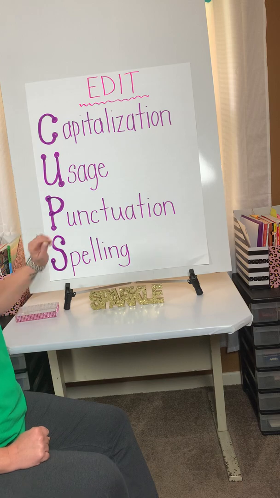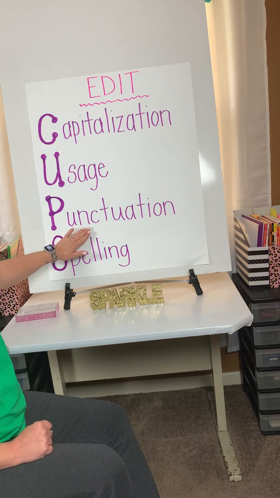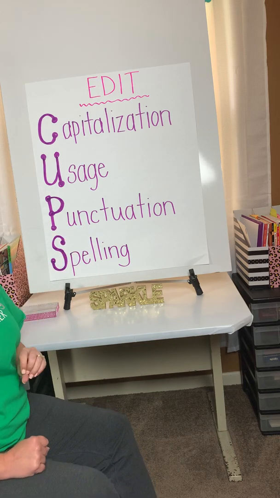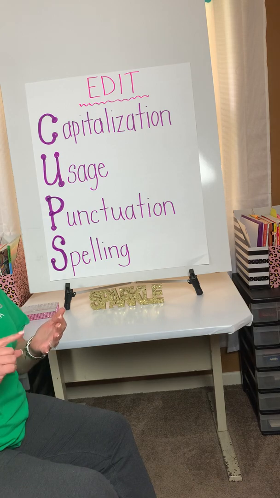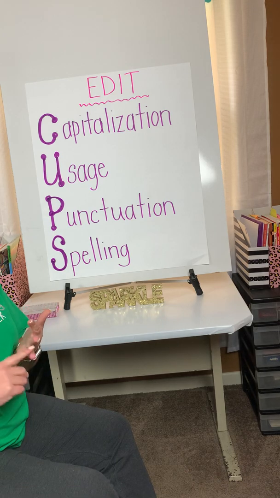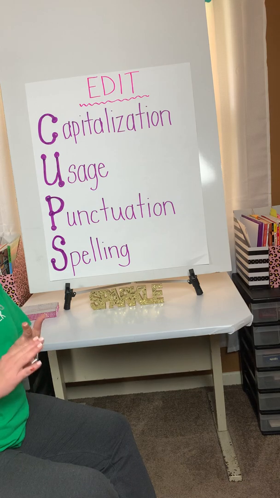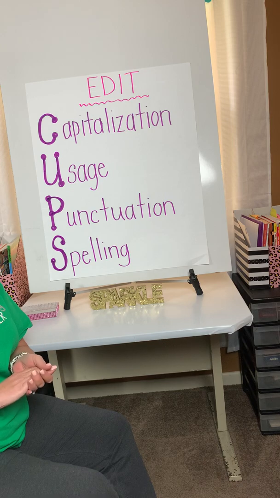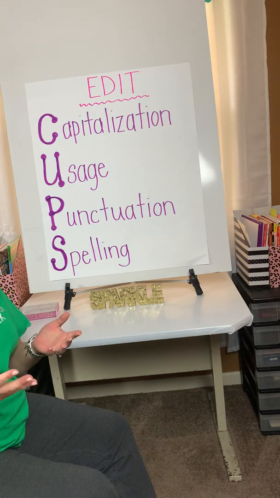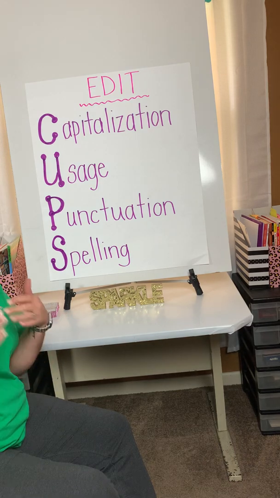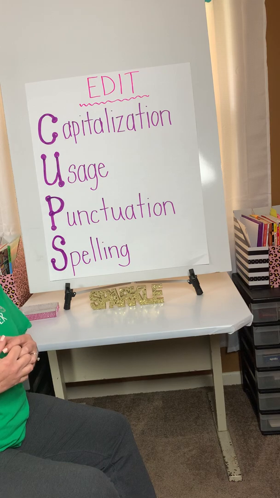Okay, the P, we have punctuation. This is where we want to make sure that we have either a period, a question mark, or an exclamation mark at the end of every sentence. We want to make sure that we've used commas correctly. If we have dialogue in our piece, we want our quotation marks. And if we have any possessive nouns, we want to make sure that we've used apostrophes correctly.